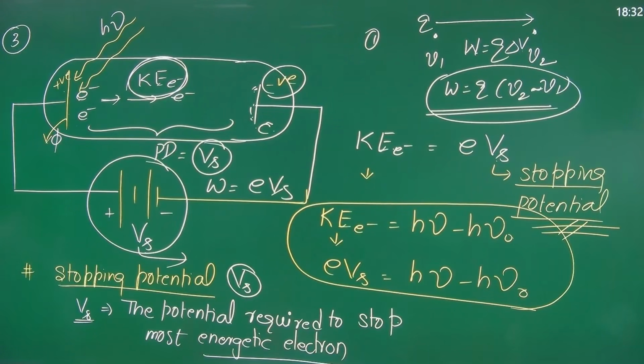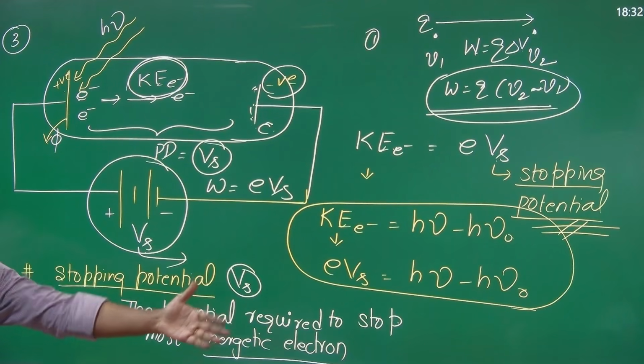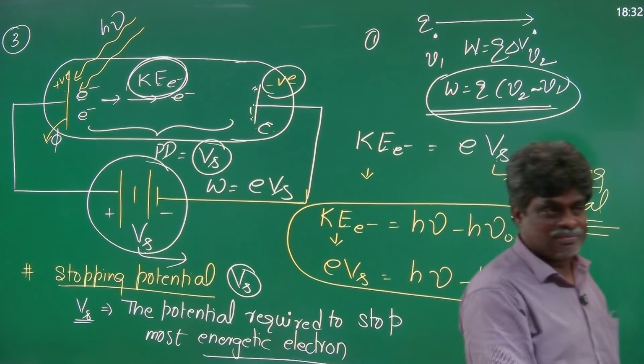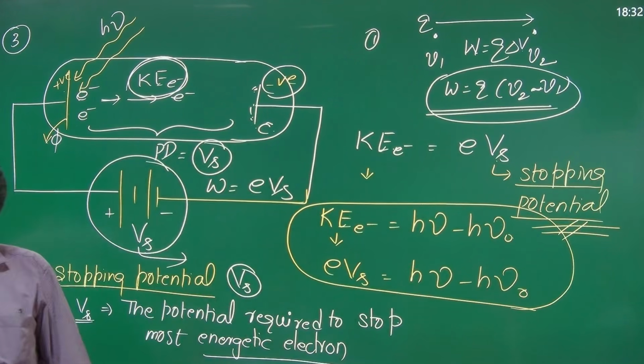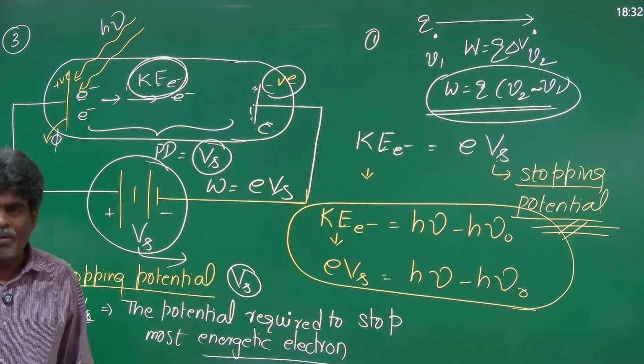And after that this one, stopping potential. What is this stopping potential? Now the electron is released at this location. Now it will be collected there, so it has to move from here to here. For that it needs some kinetic energy. That kinetic energy is nothing but work done.